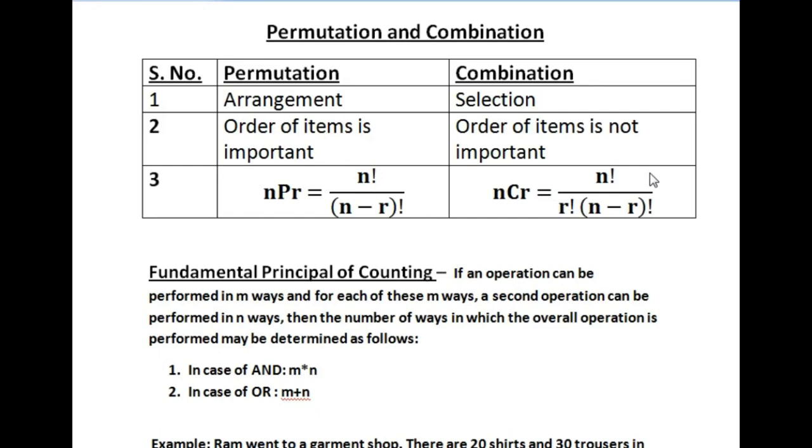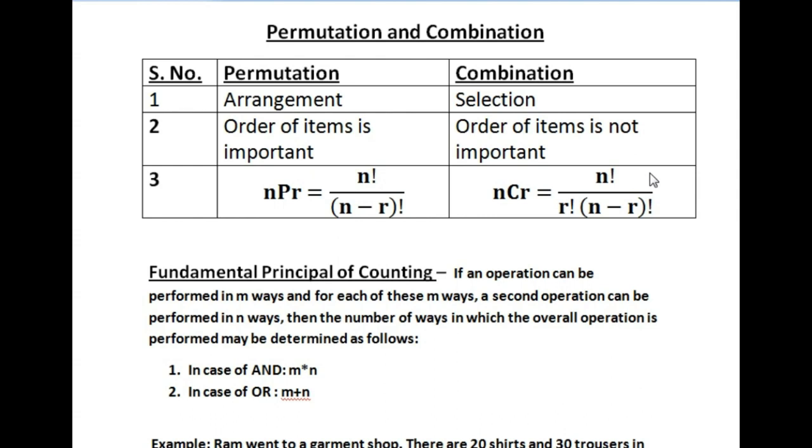Classroom session of permutation and combination. I've seen a lot of students and I've received a lot of queries from the students that they're actually afraid of this concept. The permutation and combination thing has been a type of phobia among the students. So let us simplify it.